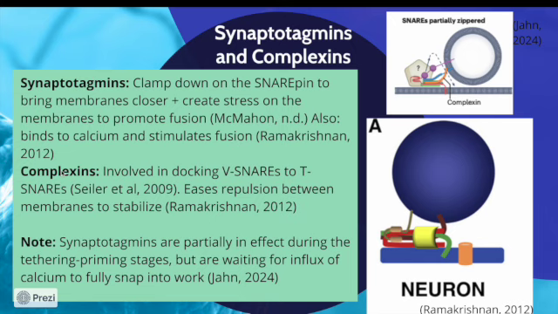The other important protein is the complexins. These are involved in docking the V-SNAREs to the T-SNAREs, and they help ease repulsion between the membranes in order to stabilize them. They're this yellow here and this orange here. They help further bring the two membranes close together. And note, synaptotagmins are partially in effect during the tethering and priming stages, but are waiting for the influx of calcium to fully snap into work, which I mentioned.